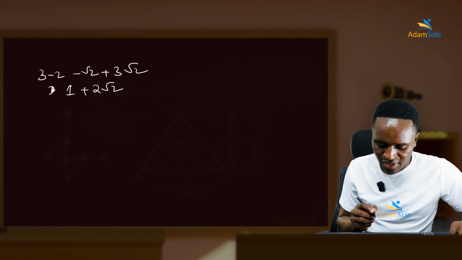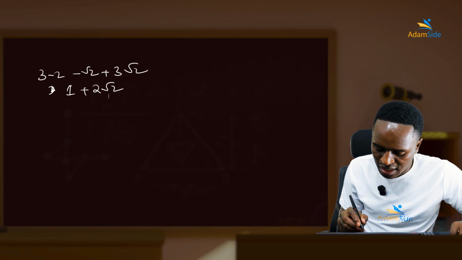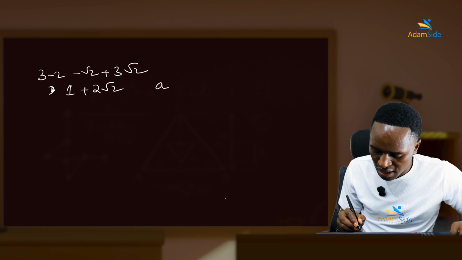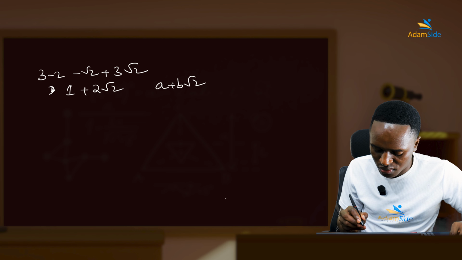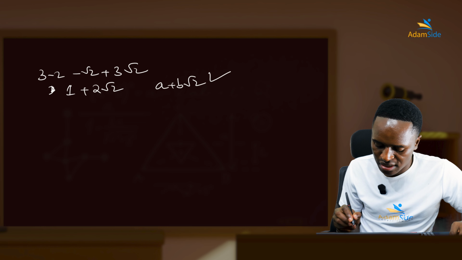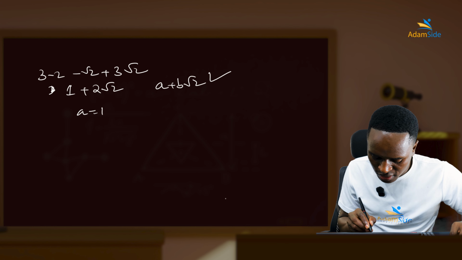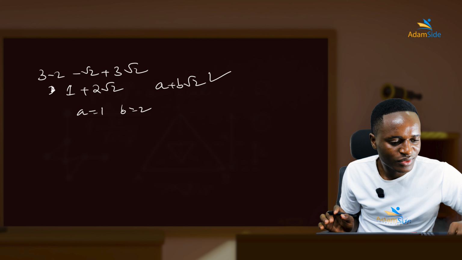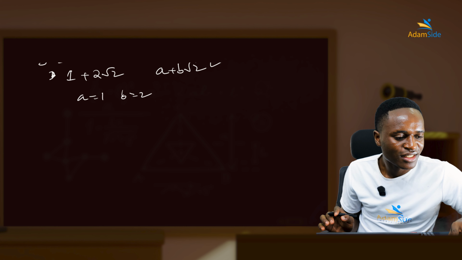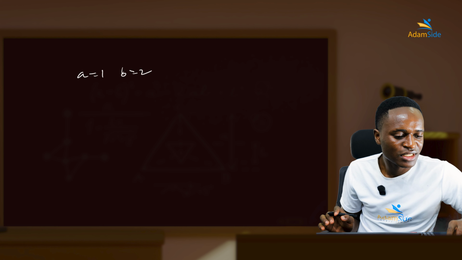They say the answer should be left in the form a plus b root 2, where a and b are integers. So what's our a? Our a is 1, b is 2. And we get our correct answer. You can as well try to check if you are correct. That's how questions are solved, as simple as it is.